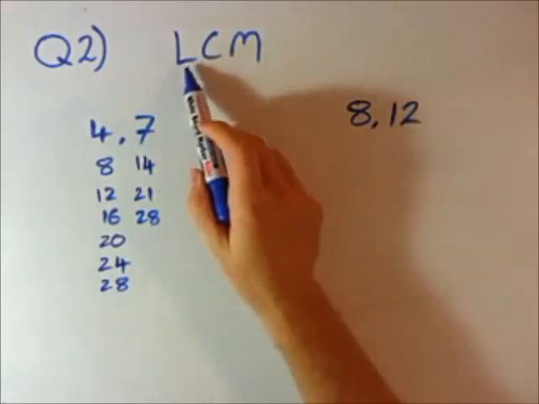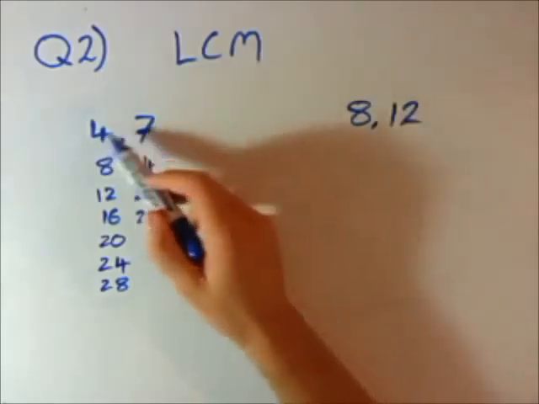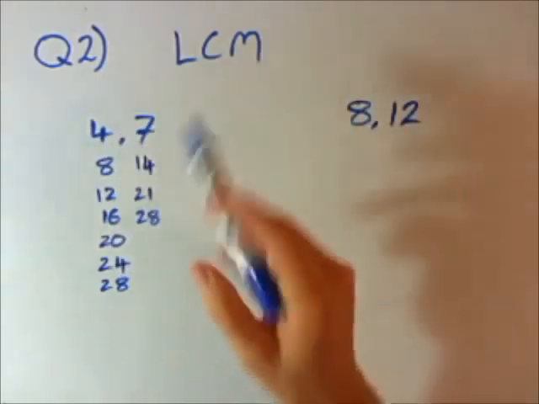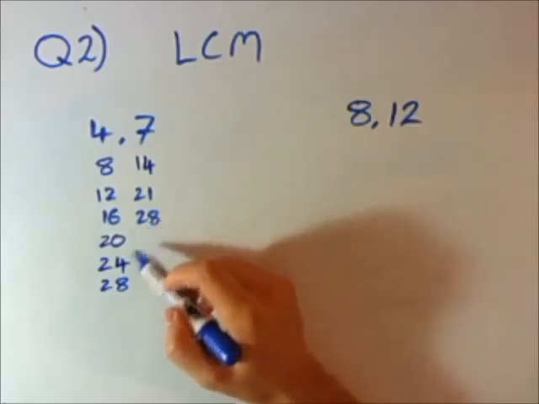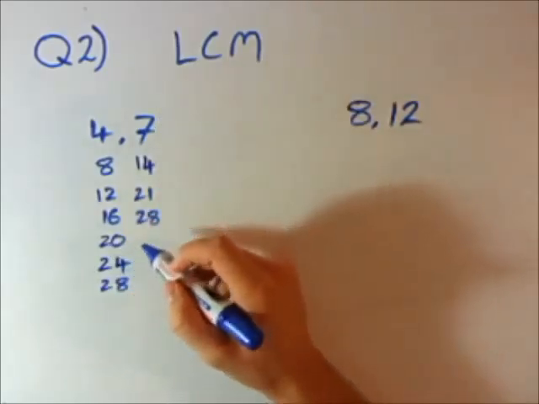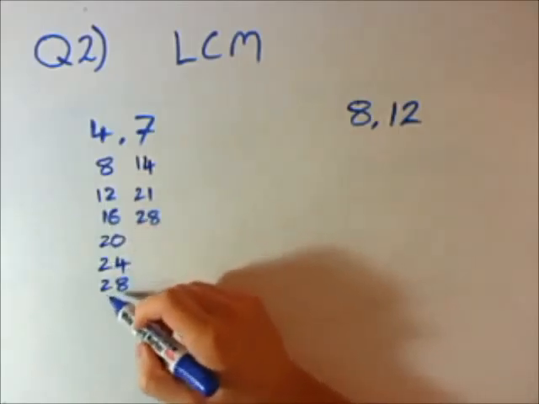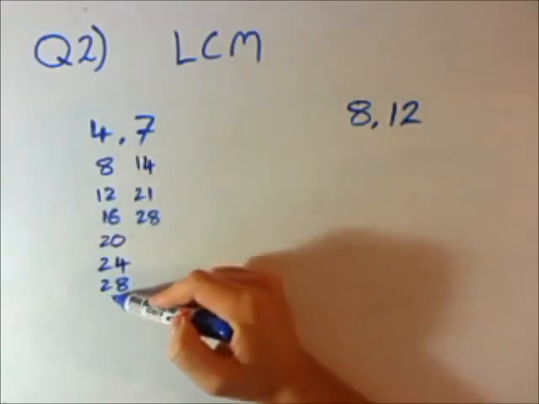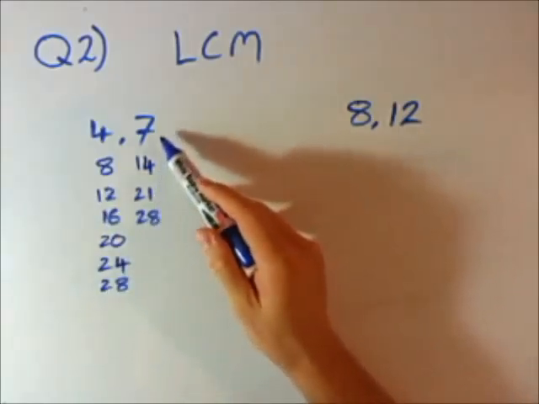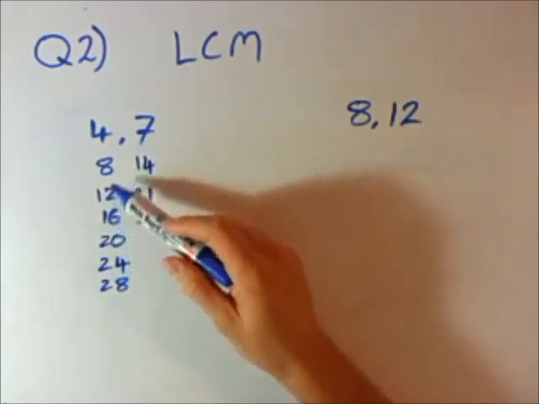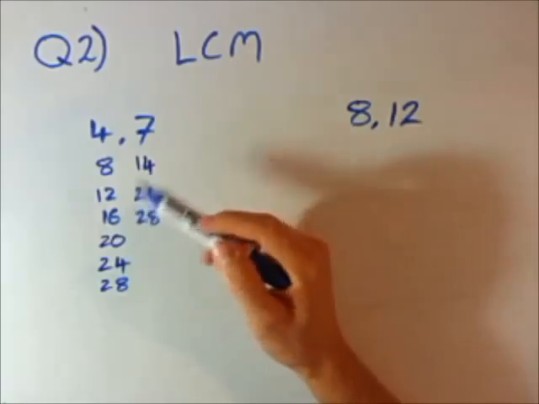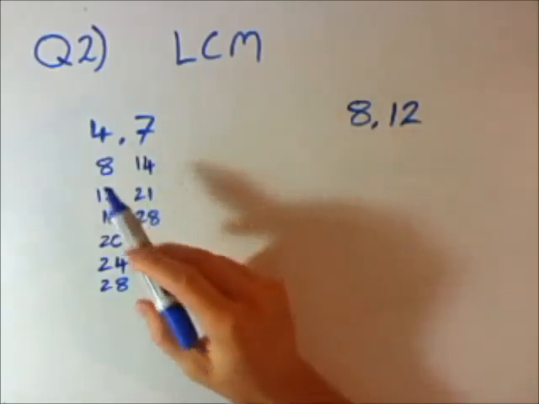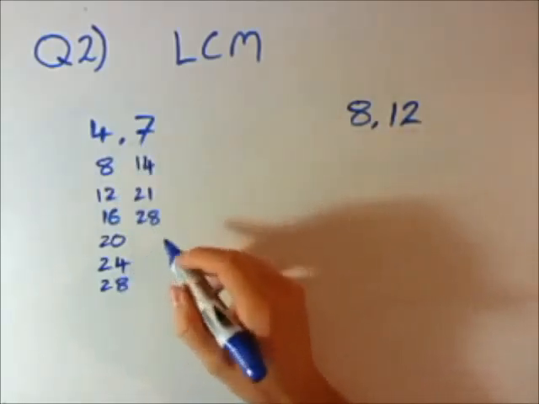So what I'm trying to find is the lowest common multiple between these two numbers. Now, the lowest will be the number that has both multiples. So look, when I've gone down here, I get to 28. This is a multiple of 4, and also 28 is a multiple of 7. But no number before that was common to both. This is the first time that it's appeared. So our lowest common multiple of 4 and 7 is 28.